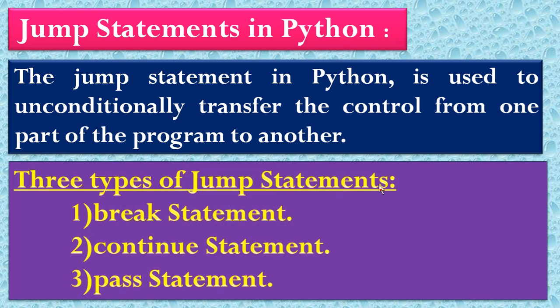There are three types of jump statements in Python. One, break statement, second, continue statement, third, pass statement. In C++, only two jump statements are allowed, break and continue. We already learned this in the previous year. Here in Python, there are three types of jump statements. Pass statement is the additional one.